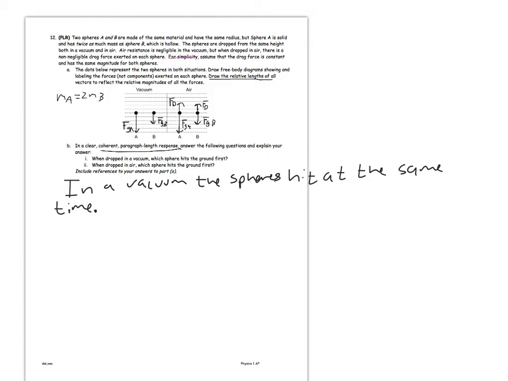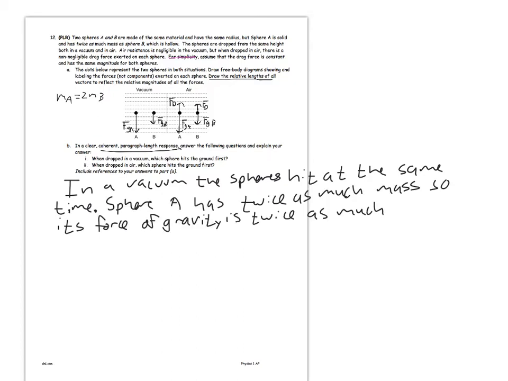So the first point I would make is that sphere A, since it has twice as much mass, has twice the force of gravity as sphere B. So that statement alone would make it seem like sphere A would actually accelerate faster, but the important point here is that sphere A does have twice the mass, and therefore it needs twice as much force in order to accelerate, which is what Newton's second law tells us.